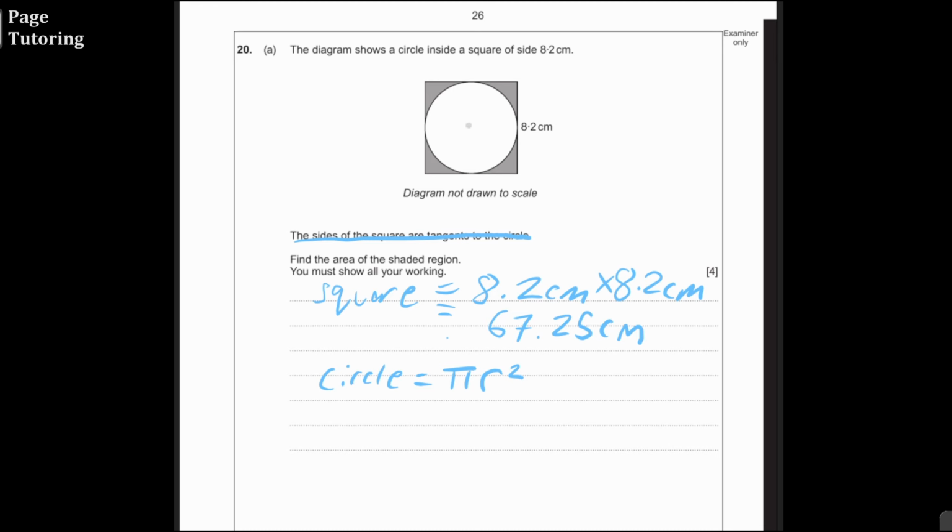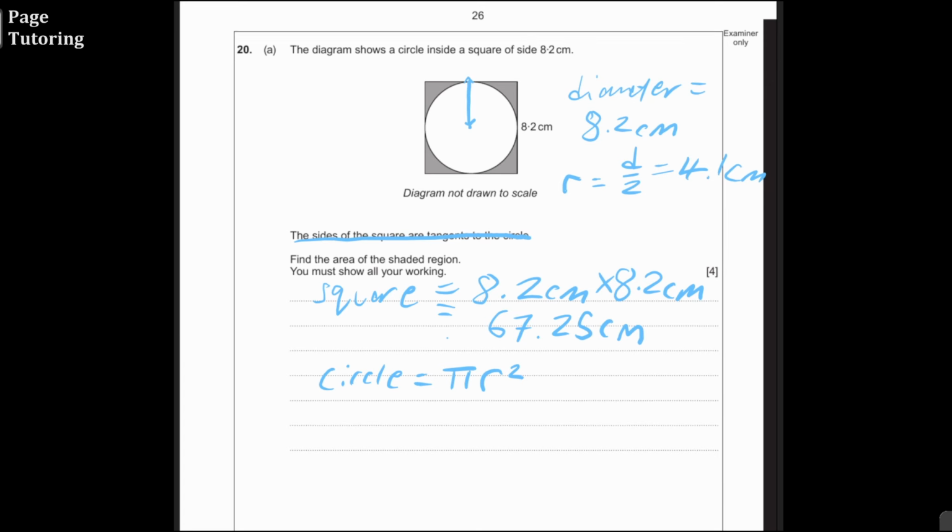So for a circle, the radius would be from that middle point, a line going to the edge, that distance here. Well, looking at this diagram, we could see that the full diameter, so from the top of the circle to the bottom, is equal to the square side, so 8.2 centimeters. And if the radius is just from the edge to the middle, that means the radius, so r, is half the diameter. So it'd just be 4.1 centimeters.